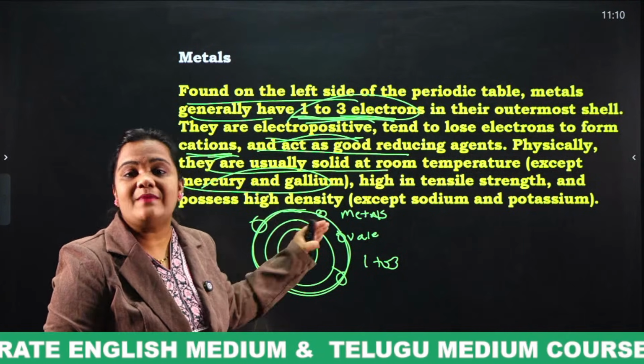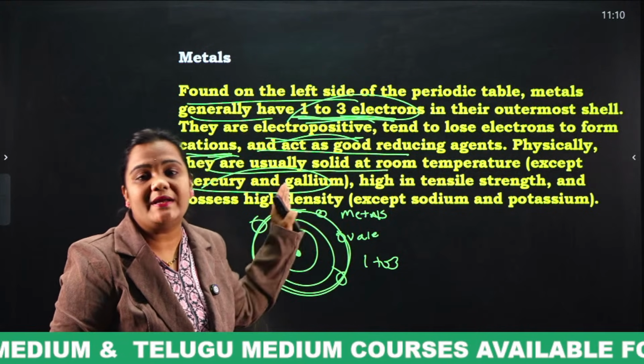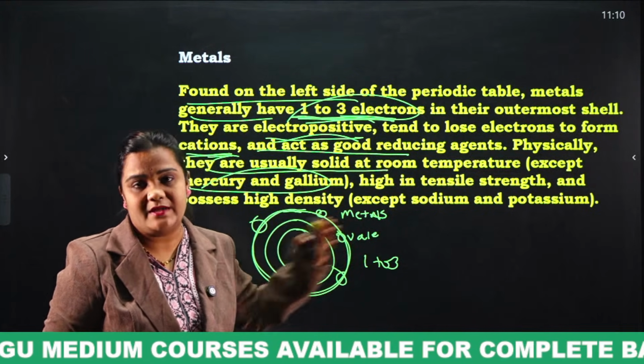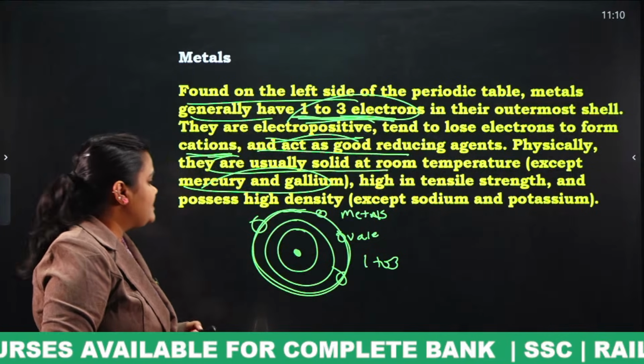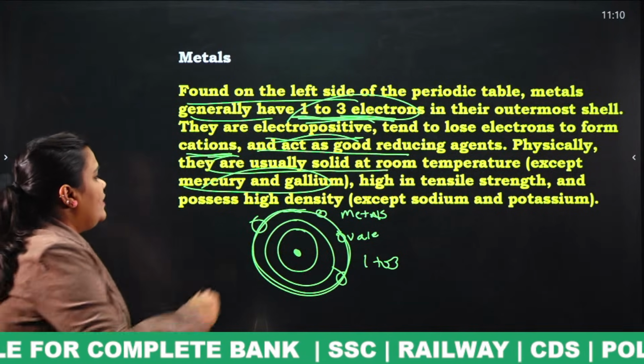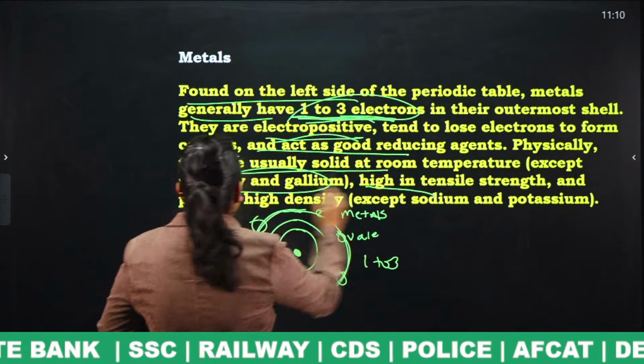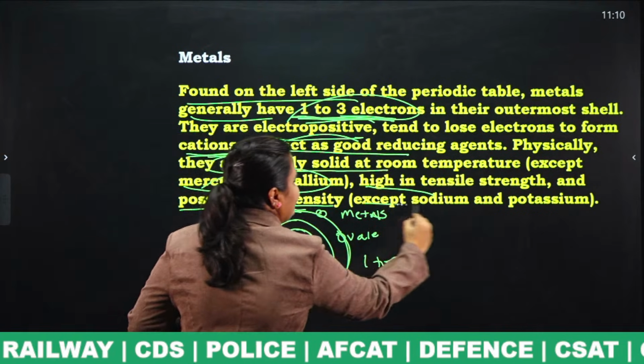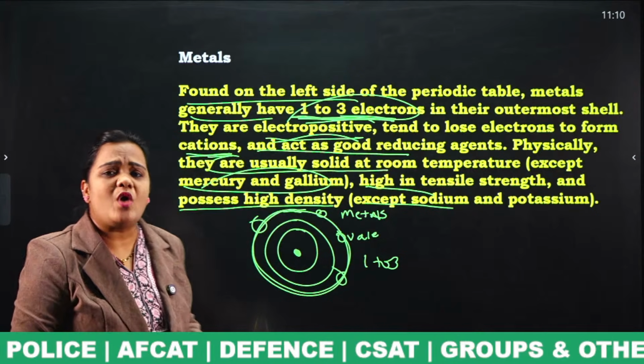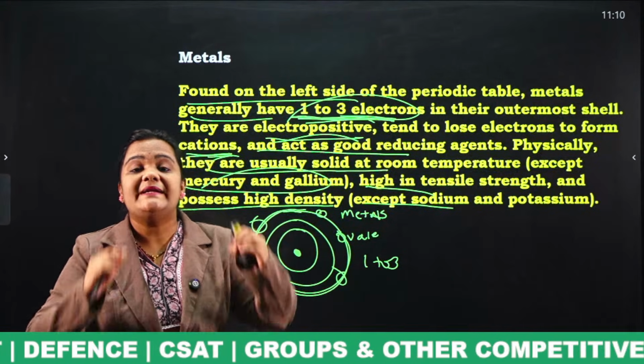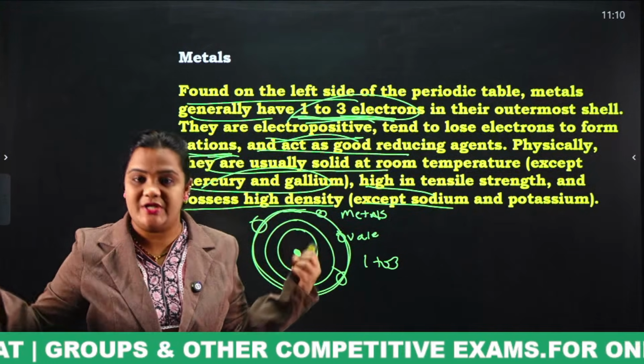And what are the examples of these metals, students? Mercury, gallium, copper, ferrous, many are there. Okay, and the next thing, metals are high in tensile strength and possess high density except sodium and potassium. What do you mean by tensile strength, students? Tensile strength is nothing but pulling strength.